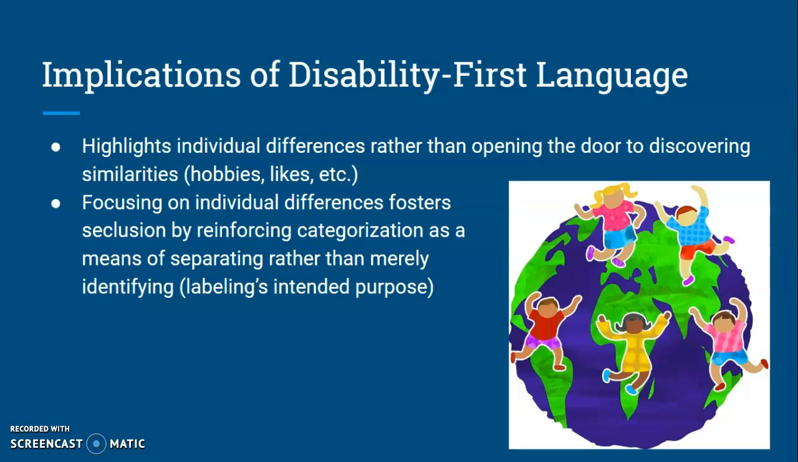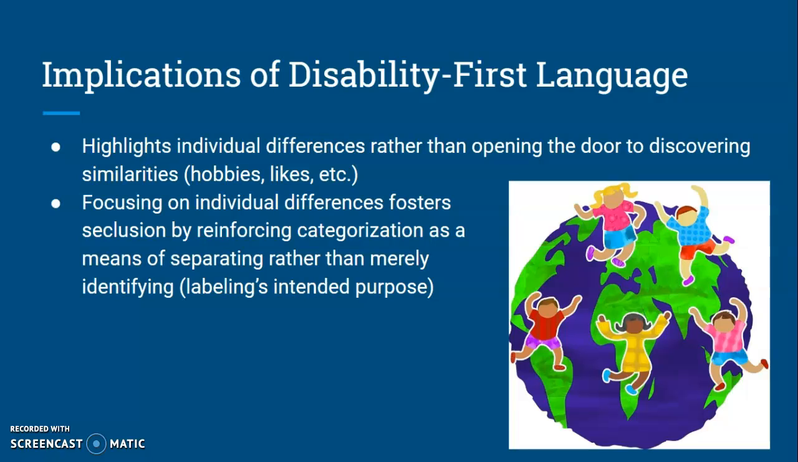Elaborating on the implications of disability first language. So discussing students with disabilities, when you're using disability first language such as autistic child, this is highlighting individual differences. So it's kind of closing the door to discovering similarities for students. When we are using people first language, that opens up the door for sharing various likes, hobbies, to promote establishing commonalities with peers and establishing those relationships.